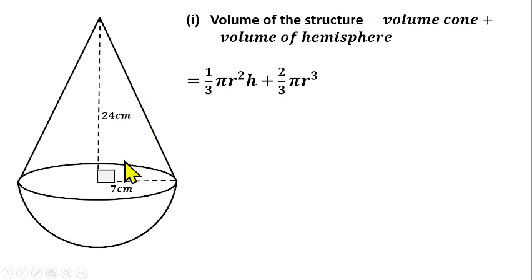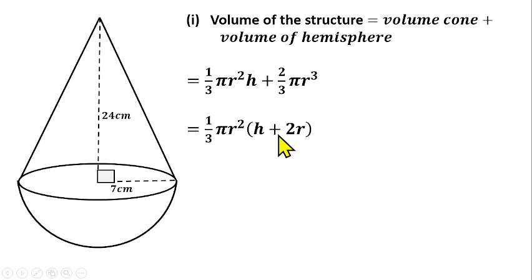I said the volume of this structure is the volume of the cone plus the volume of the hemisphere, which is 1/3 pi r squared h plus 2/3 pi r cubed. Something is common to this: 1/3 pi r squared is common to both, so you can factorize that out. If you factorize 1/3 pi r squared, we have h left here, plus 2r left here.